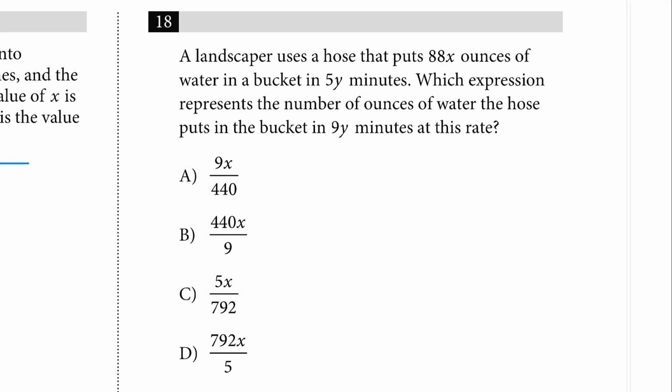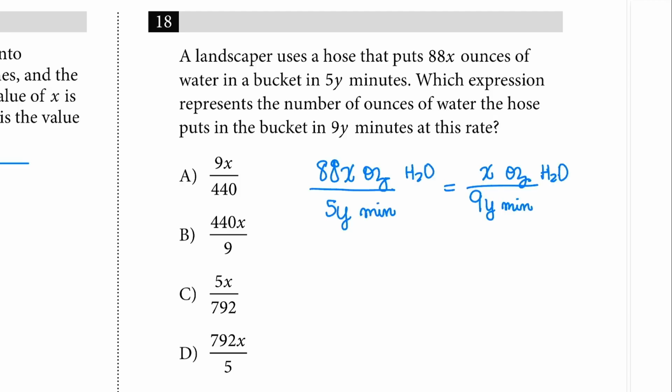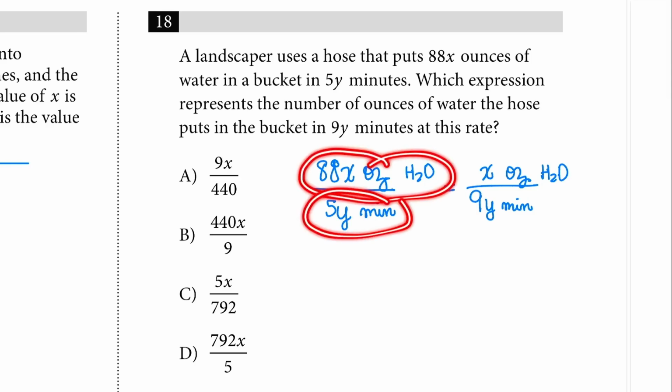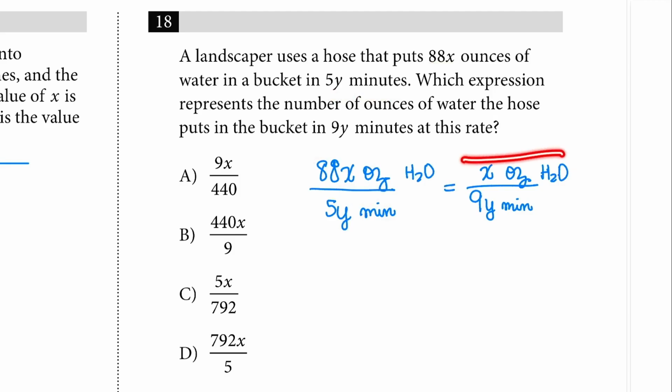A landscaper uses a hose that puts 88x ounces of water in a bucket in 5y minutes. Which expression represents the number of ounces of water the hose puts in the bucket 9y minutes at this rate? So the way that I'm going to set this up is make a rate and do 88x ounces of water over 5y minutes, since that comes from here. And we want to solve for this numerator. And we want to find out how many ounces of water will go in the bucket at 9y minutes.